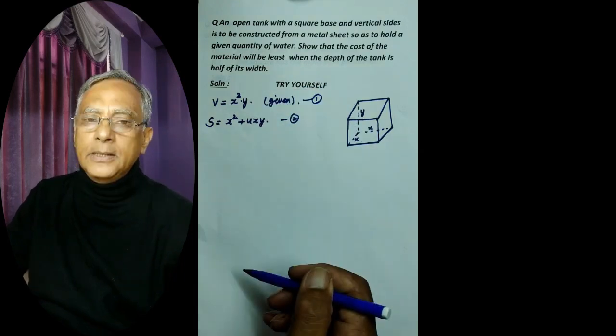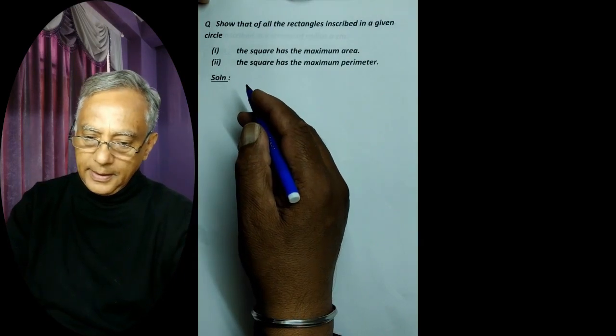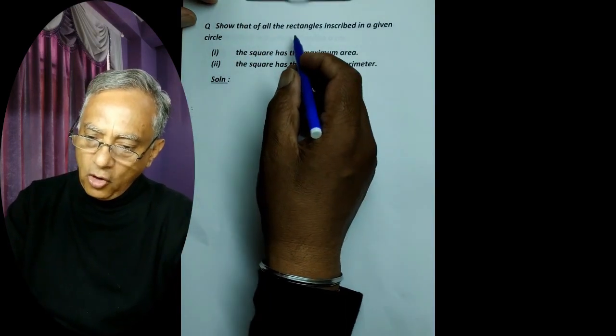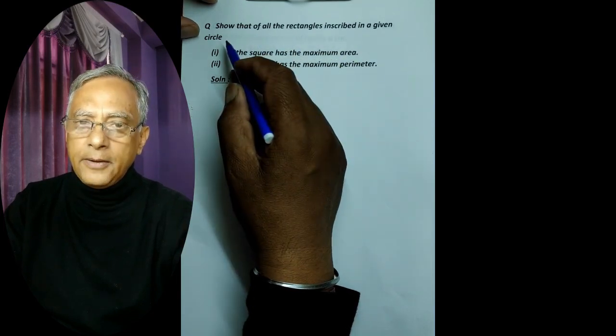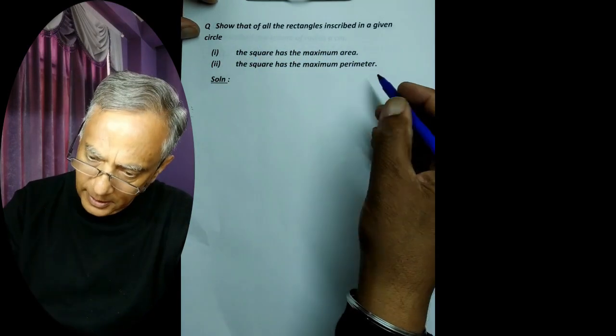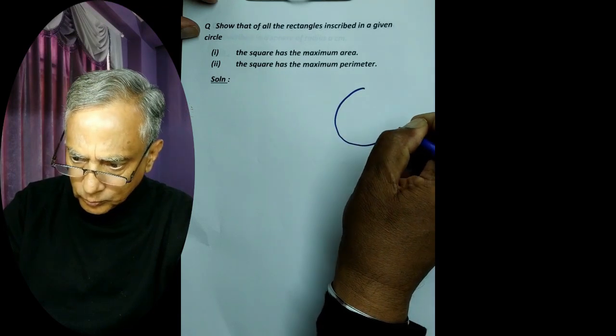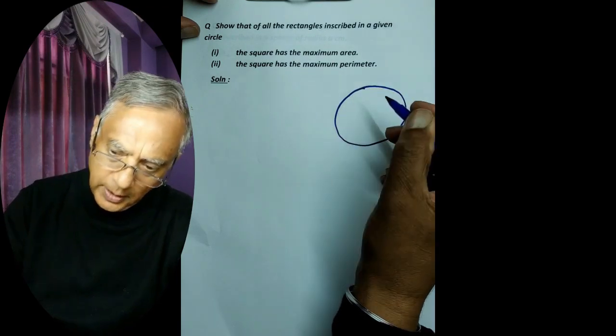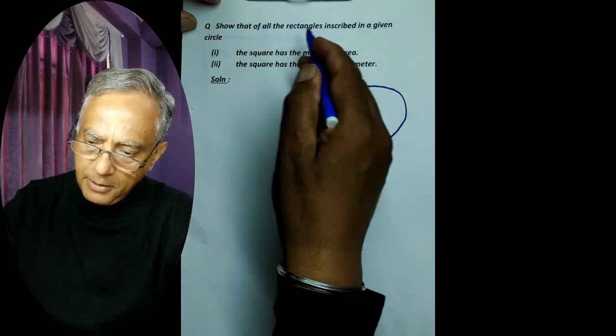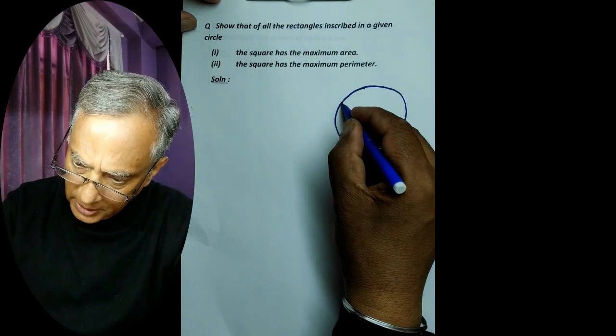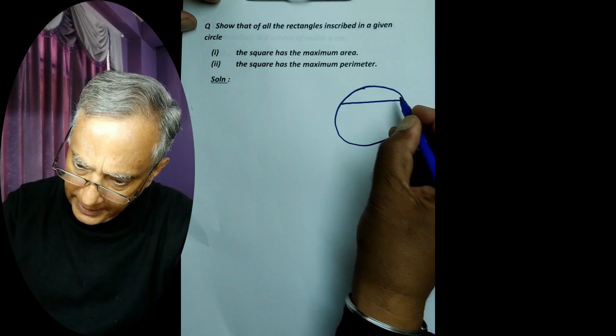You complete this question. Next is, show that of all the rectangles inscribed in a given circle. A circle is given and we have to inscribe a rectangle in this circle. Let this be the rectangle.